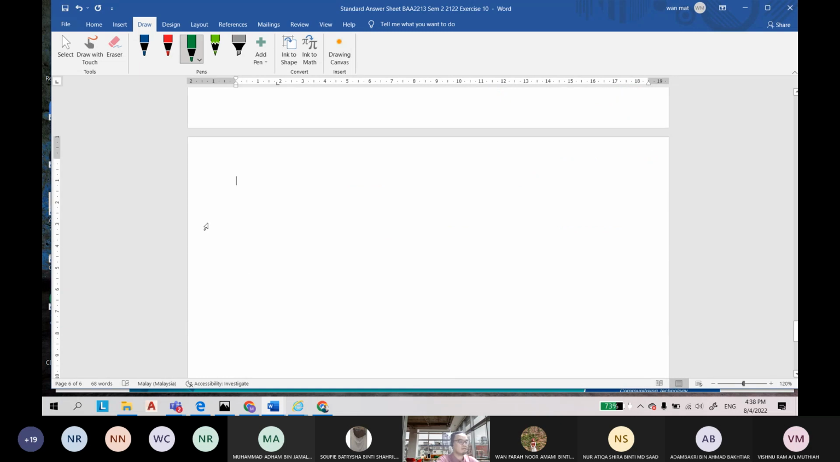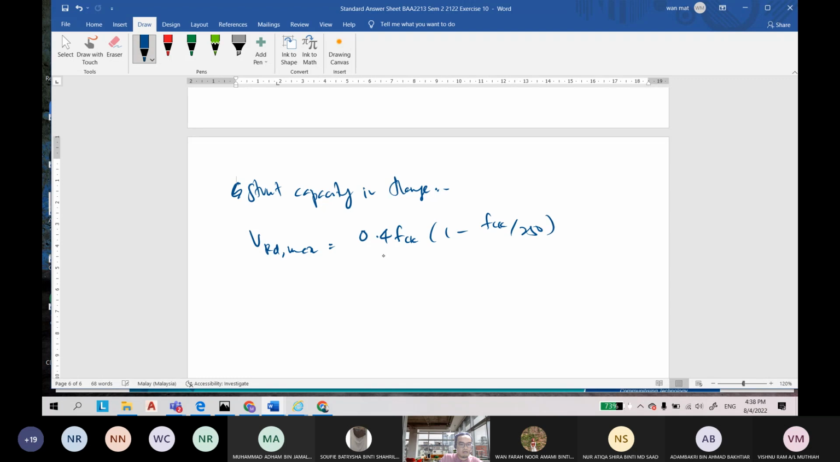And then we calculate the strut capacity. This is quite challenging. We determine the strut capacity in the flange. vRd maximum for the flange, the equation is 0.4 fck times (1 minus fck divided by 250) over (cotangent theta plus tangent theta).